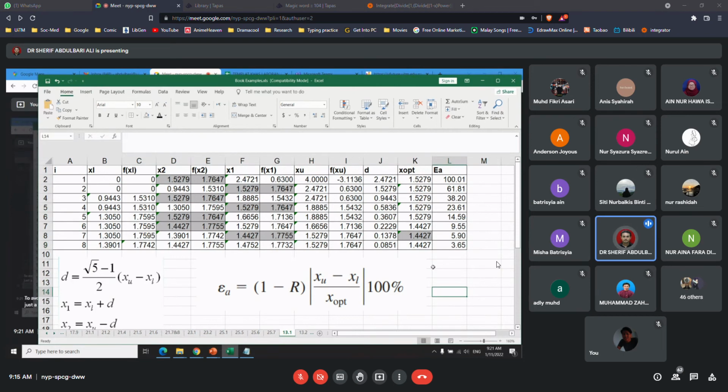Okay, so if the question is asking you to iterate till the error is less than 5%, in my case here, my error is 3. So the maximum value of the function you are going to get is 1.77 when x is equal to 1.44.